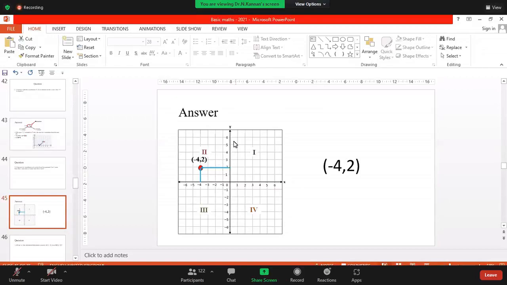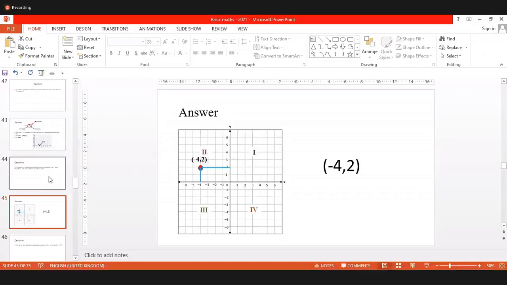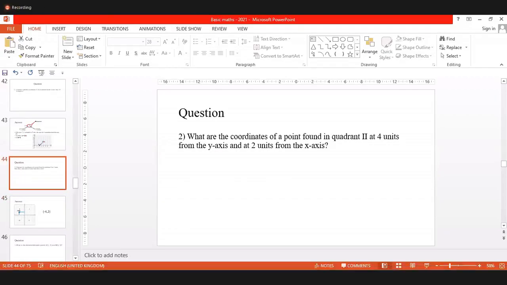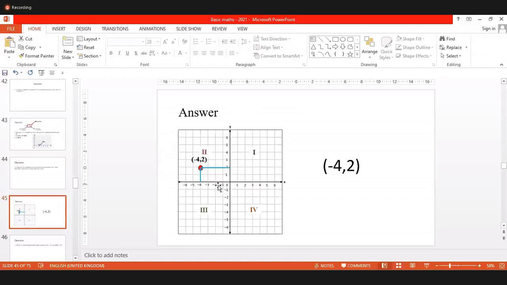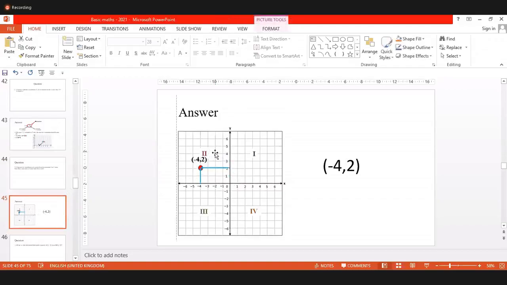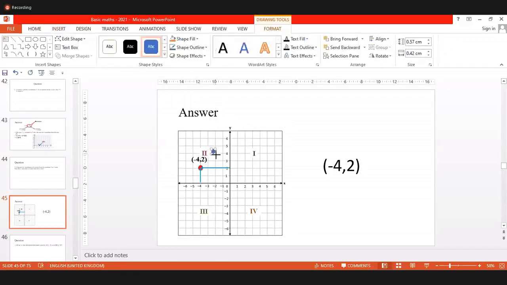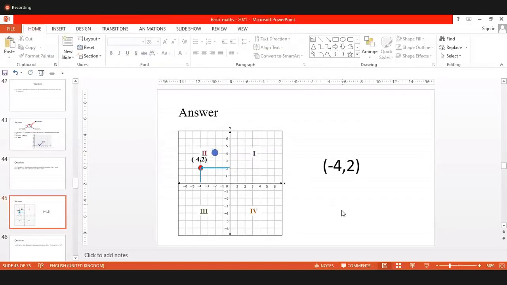Minus 2, 4. My question is, what is the answer for this one? Did you understand or not? Understood, sir. Yes, you have to work it out, right? For this question, how can you mark it? 2 units, minus 2, this one. Then of course you can say 4 units, this one. So this is the point. I can put a nice mark here. This is the point. You understood? Yes or no? Yes, sir. So you have to be very careful.